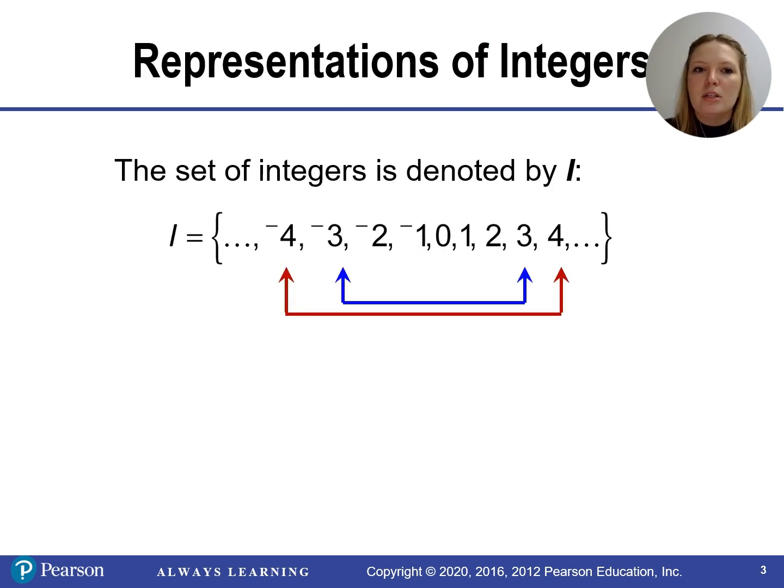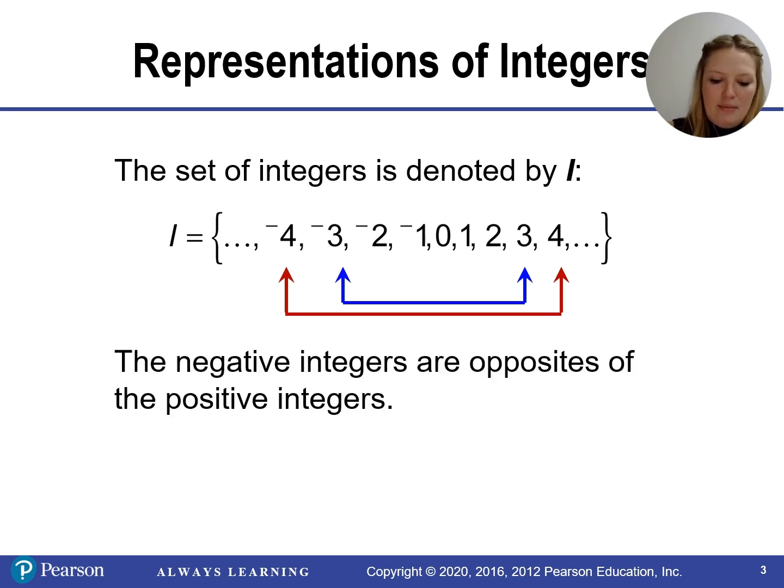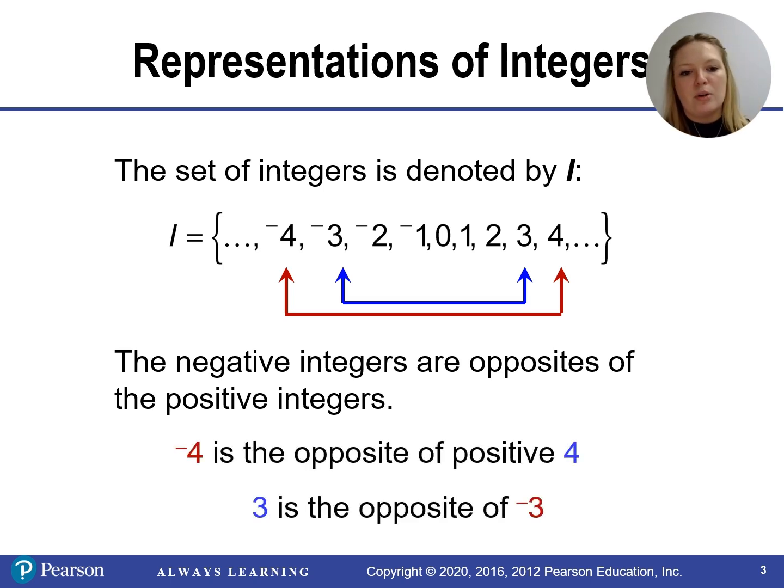So the set of integers in this course we're going to denote by a capital I, and this is all of the whole numbers, 0, and all of the negative whole numbers. So we have all of the integers. Negative integers are opposites of the positive integers. So for example, negative 4 is the opposite of positive 4, and 3 is the opposite of negative 3.